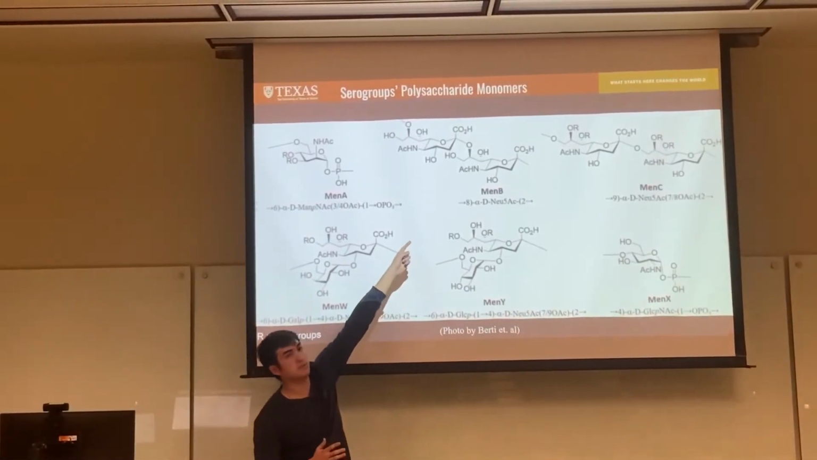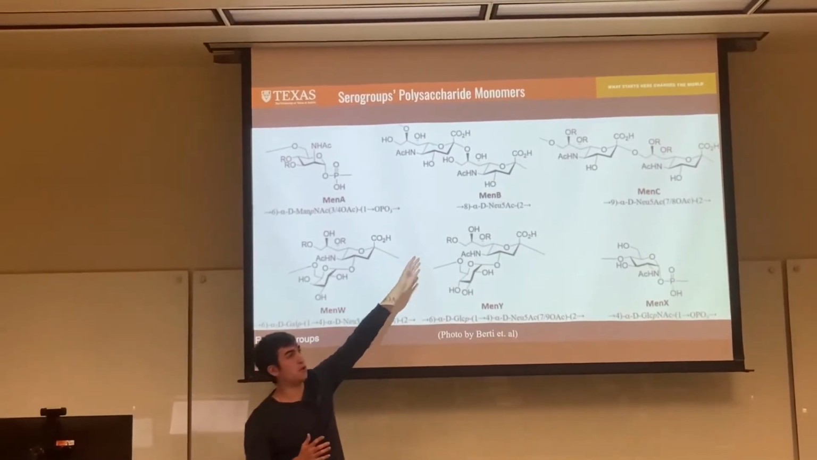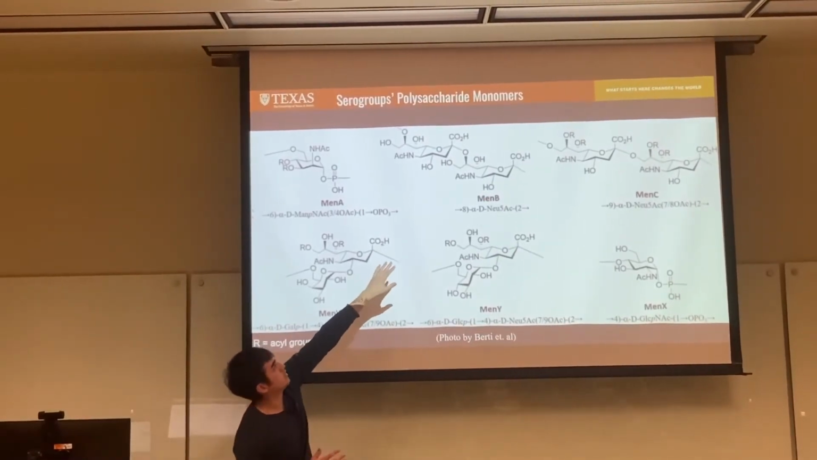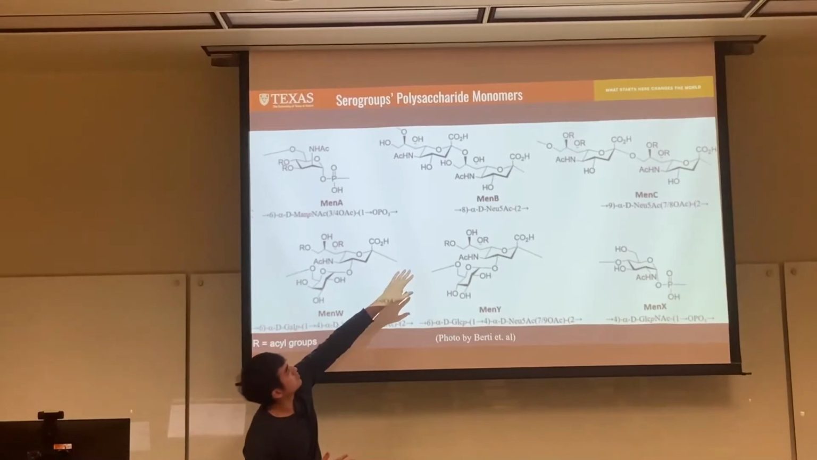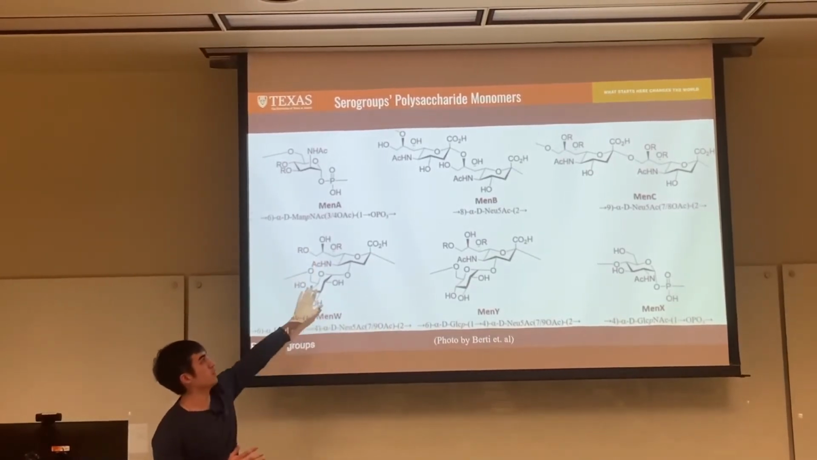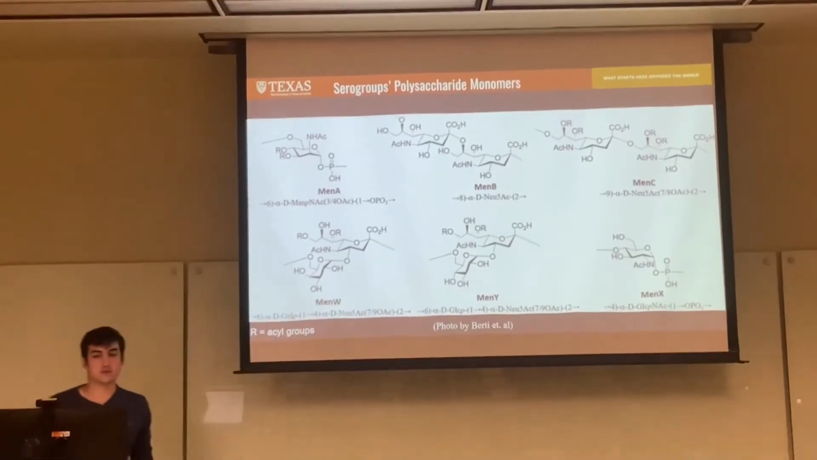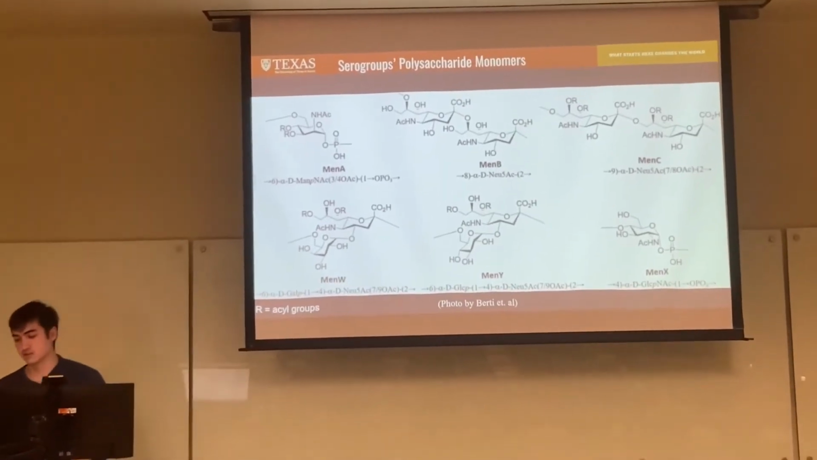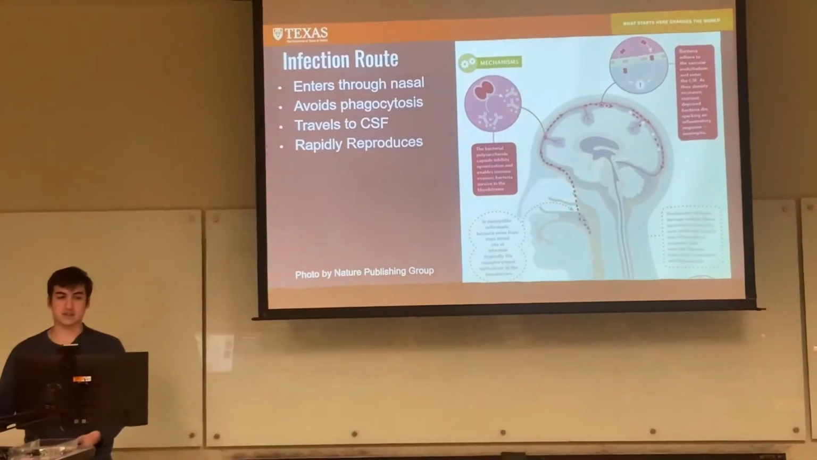Men-B is the most severe form of meningitis. It has kind of a linear glucose chain. The reason for the difference is not covered in this presentation, as it is outside the scope of the presentation.